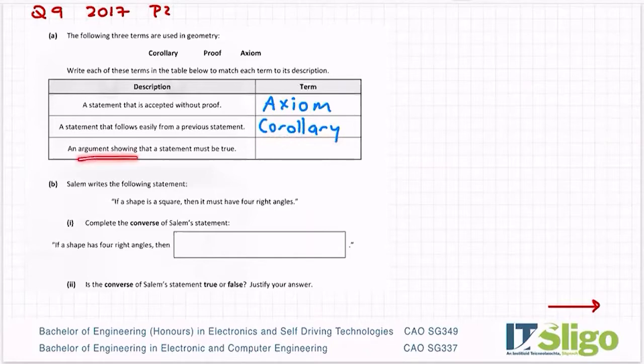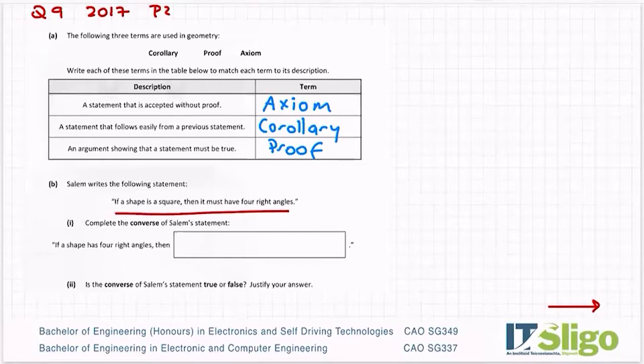And the third one, an argument showing that a statement must be true, well, then that's a proof, okay? And you have some formal proofs to do as part of your junior cert higher level course. There are some proofs on it. Part B, Salem writes the following statement. If a shape is a square, then it must have 4 right angles.